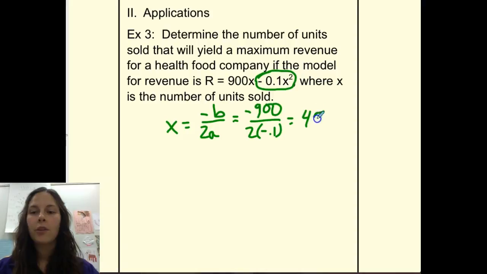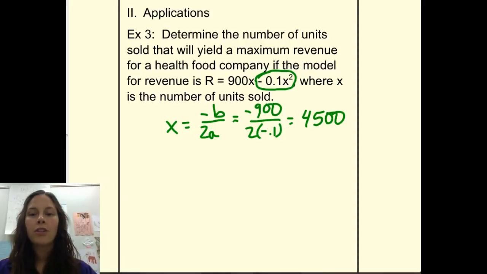Dividing these, we get 4,500. This is our x value. It says x is the number of units sold. The question says determine number of units sold. Therefore, we don't have to go back and find the y-coordinate. In this case, the y-coordinate would represent the actual revenue or the maximum revenue this company would earn.